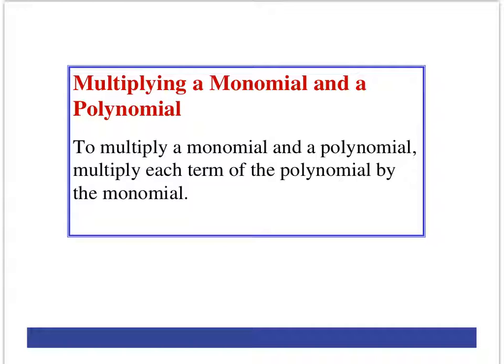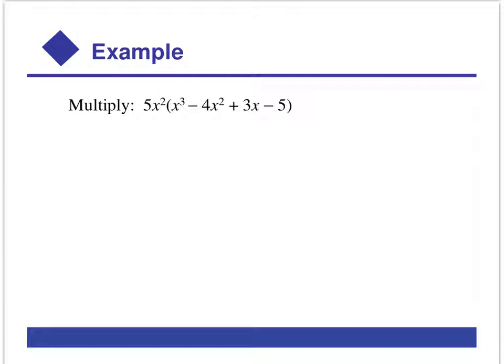Multiplying a monomial and a polynomial. To multiply a monomial and a polynomial, you multiply each term of the polynomial by the monomial, which is what we just did. We're going to do this again, and we're going to go all the way through.